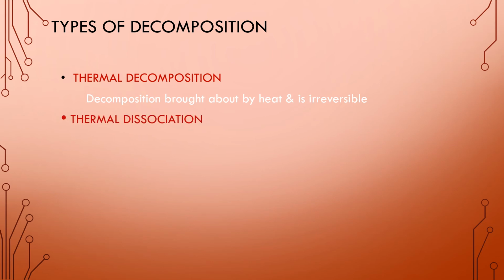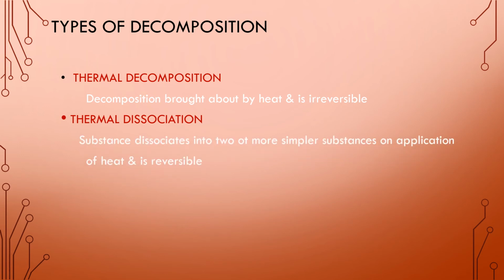Coming to thermal dissociation, it is a decomposition reaction in which a substance dissociates into two or more simpler substances on application of heat. So ammonium chloride on heating gives ammonia gas plus HCl. So thermal dissociation, unlike thermal decomposition, is a reversible reaction.